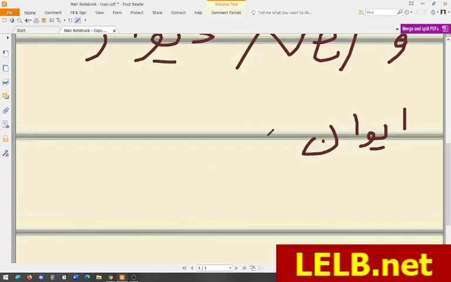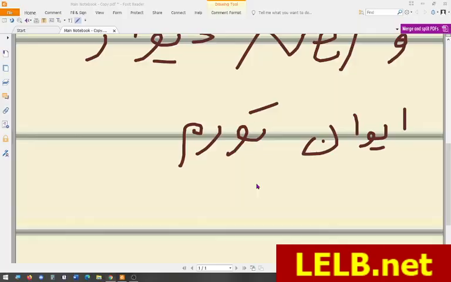And tavarrum. Tavarrum: te, do noqte, vav, re, mim. Tavarrum. It's an economic word. It means inflation. Okay.